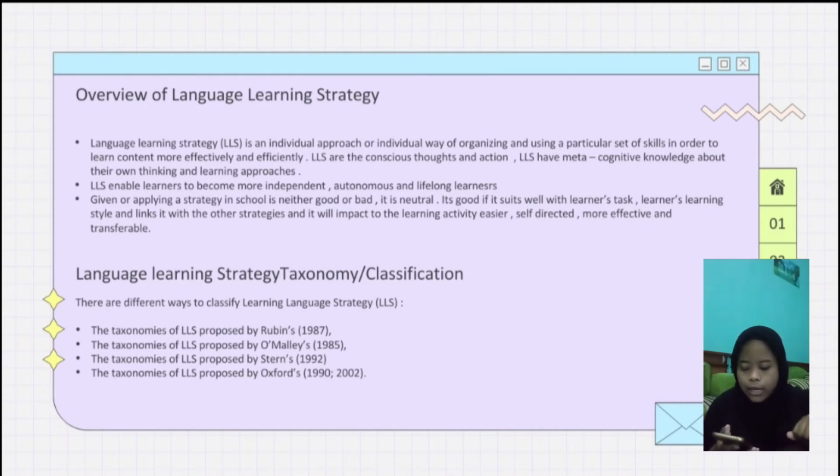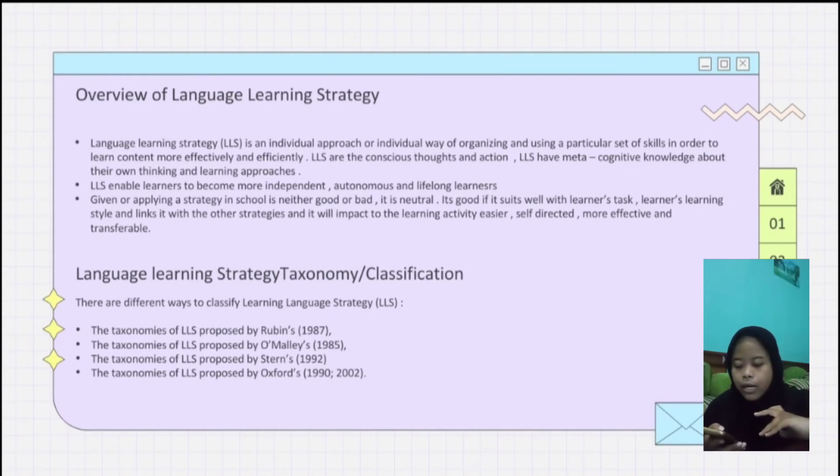Language learning strategy is an individual approach, or an individual way of organizing and using a particular skill in order to learn content more effectively and more efficiently. LLS are conscious thoughts and actions. LLS have metacognitive knowledge about their own thinking and learning approach. LLS enables learners to become more independent, autonomous, and lifelong learners.